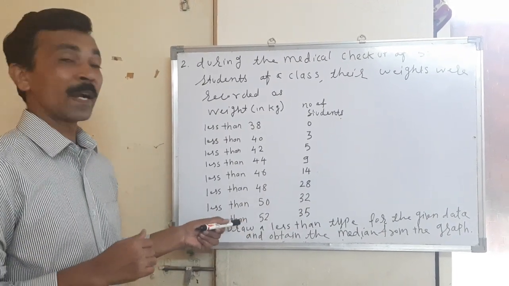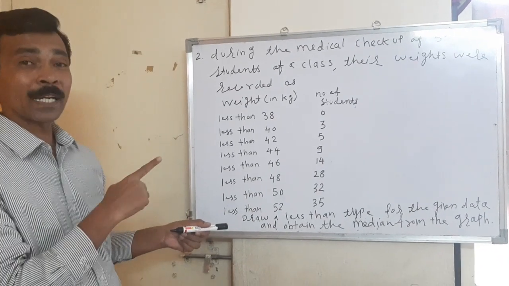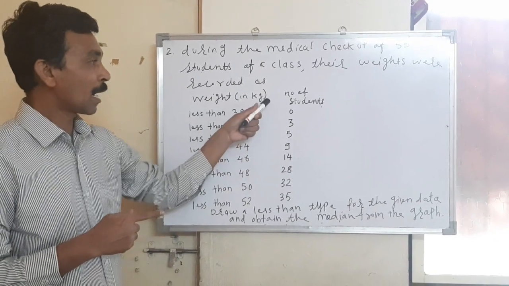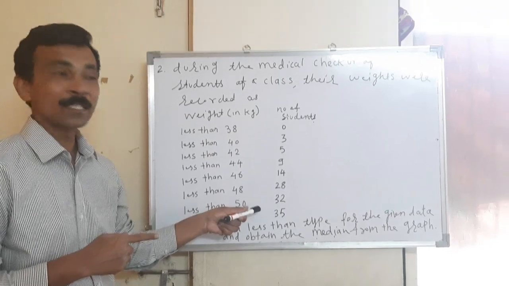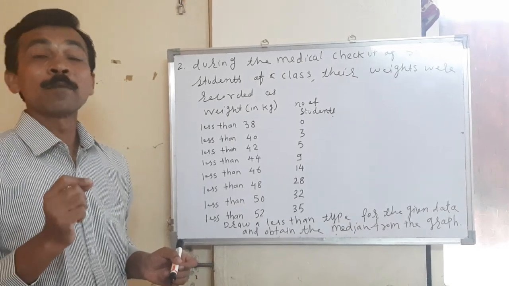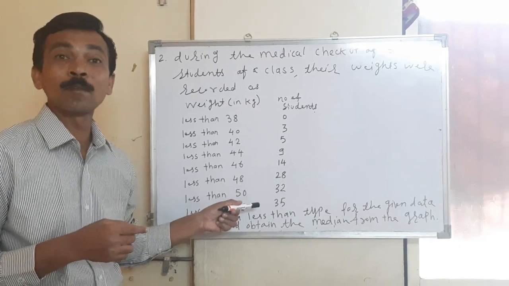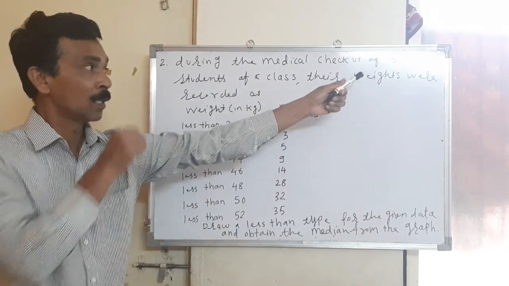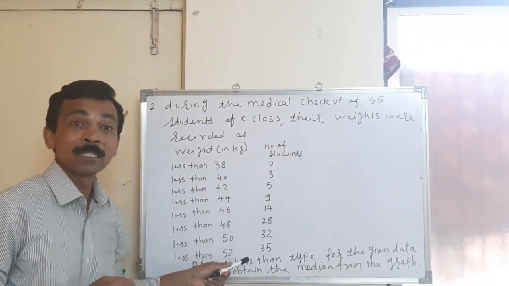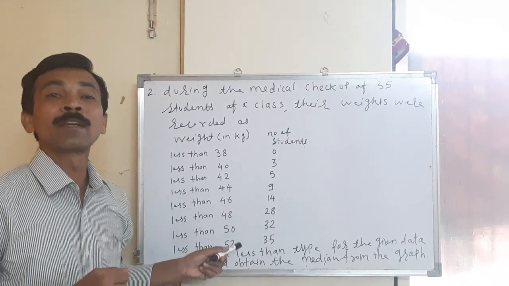Here we have to find the median also from the graph. The method is the same. But if you look at this sum, it is given in less than 38 and so on. And the number of students, you can see these numbers, they are not the frequencies, they are cumulative frequencies. In median we have seen, we have to check whether these numbers are frequencies or cumulative frequencies. If you look at the total, it is 35, and when we add up these numbers, they are more than 35. So they are not frequencies, they are cumulative frequencies.